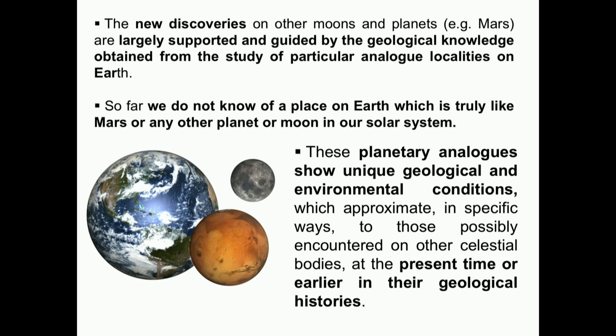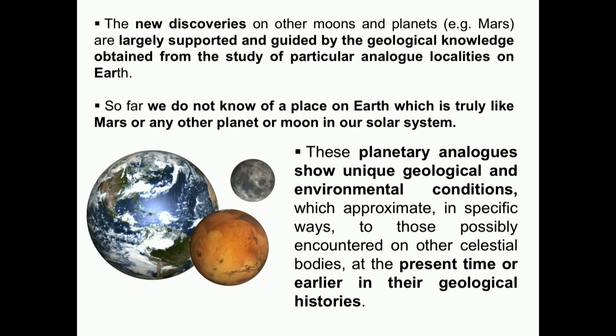Okay, so far, and I think this is very important, the Earth and Mars are totally different planets. They share some geological aspects, not only in connection with the materials and processes, but also with the evolution and the age. It's a terrestrial planet. But I think it's important to stress that so far we don't know of a place on Earth which is truly like Mars or any other planet or moon in our solar system. That said, it is true that the new discoveries on other moons and planets are largely supported and guided by the geological knowledge obtained from the study of particular analog localities on Earth.